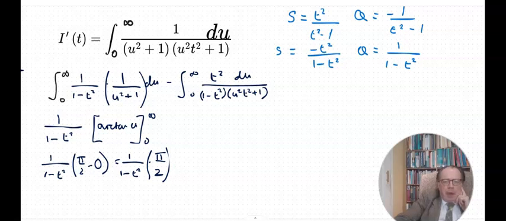And so I split that up into the integral between 0 and infinity of 1 over 1 minus t squared times 1 over u squared plus 1 du, minus the integral between 0 and infinity of t squared du over 1 minus t squared times u squared t squared plus 1. And I deal with the one on the left-hand side first, which is quite straightforward. It is 1 over t squared times arctan u taken between the limits of 0 and infinity. And eventually we find that is 1 over 1 minus t squared times pi by 2. And I now deal with the other integral, which is just a little bit more complicated.